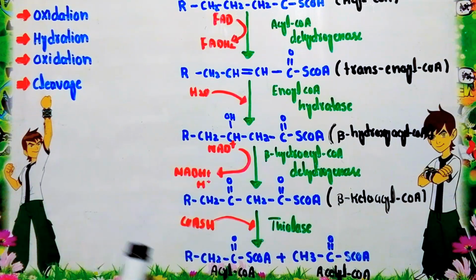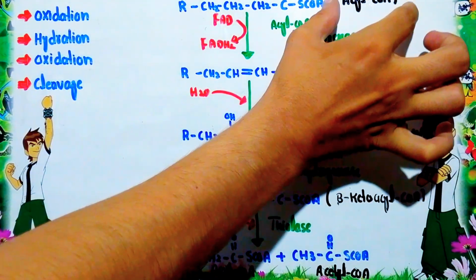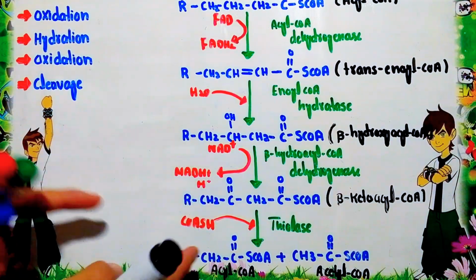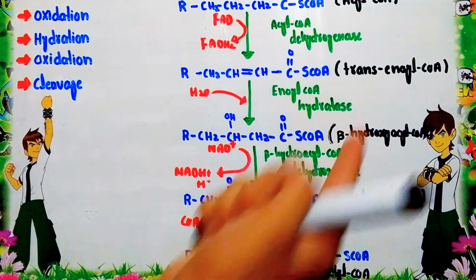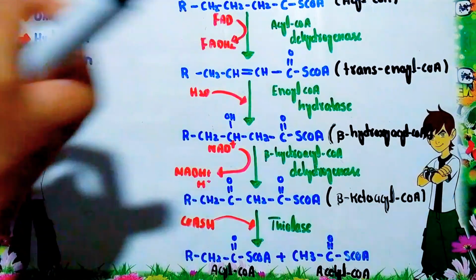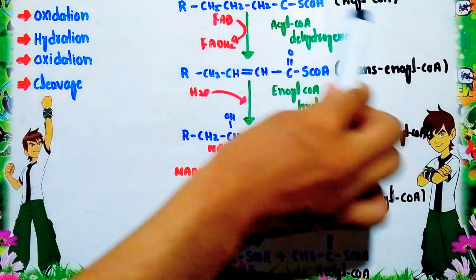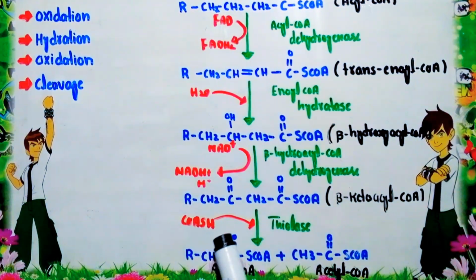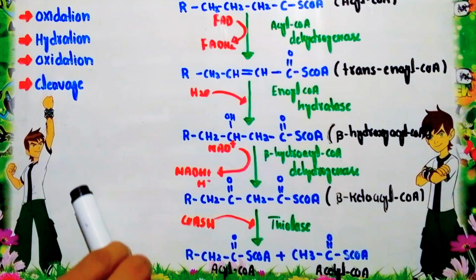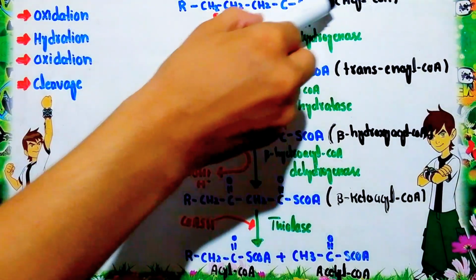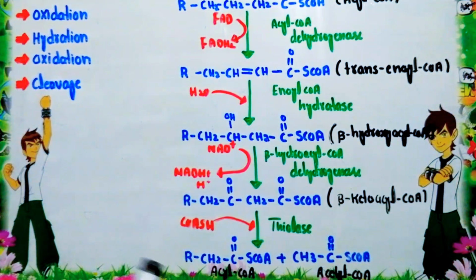Now what happened to this acyl coenzyme A? The first product is acyl coenzyme A, and the final product is also acyl coenzyme A. What is the difference between this acyl coenzyme A and the initial one? This acyl coenzyme A has two carbons less than the original acyl coenzyme A. So finally this acyl coenzyme A will re-enter the beta oxidation process until the complete oxidation of the fatty acid occurs. So this process is continuous.